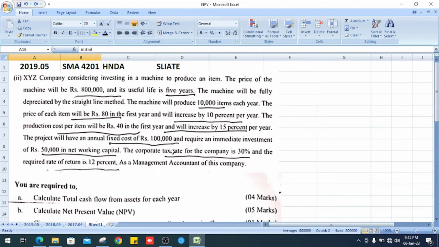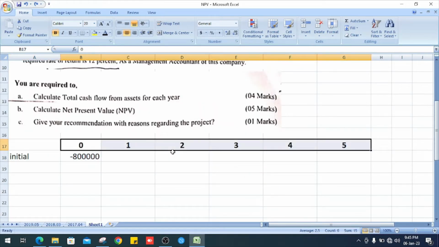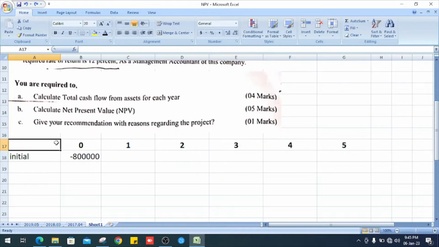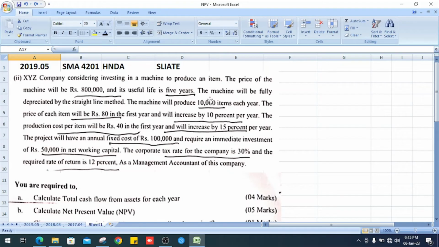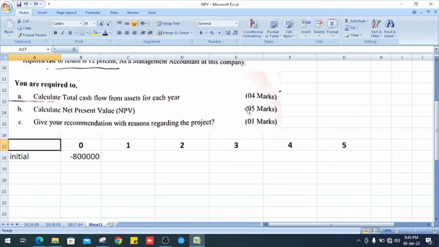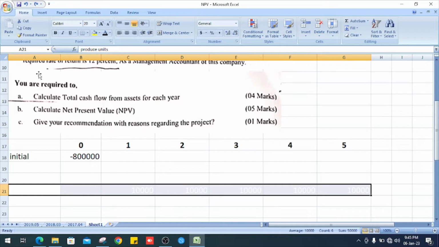Useful life is 5 years, year 5. And the machine will be fully depreciated by straight line method. The machine will produce 10,000 items each year. They expected to produce 10,000 units in 5 years.